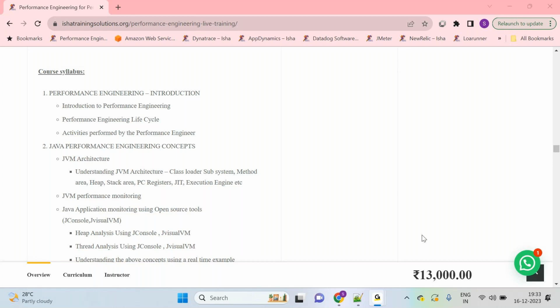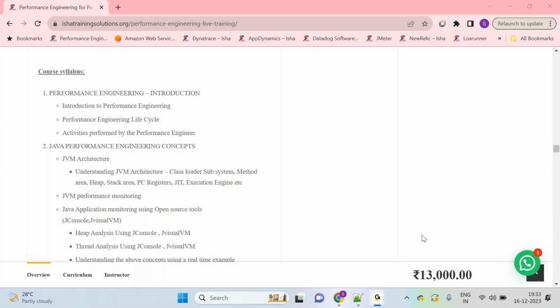So we know performance testing. What is performance testing? Checking the stability of the application under various workloads. That is performance testing. But in performance testing, what we are doing is checking the application performance and saying that there is a problem, like a response time problem, error problem, exception problem, whatever. Some error that we are reporting in the case of performance testing.